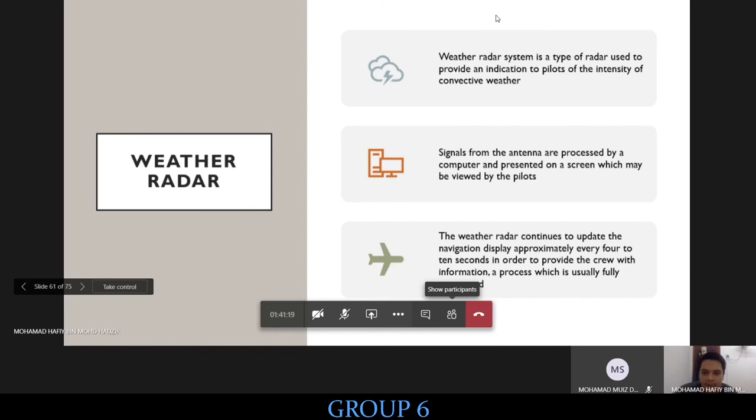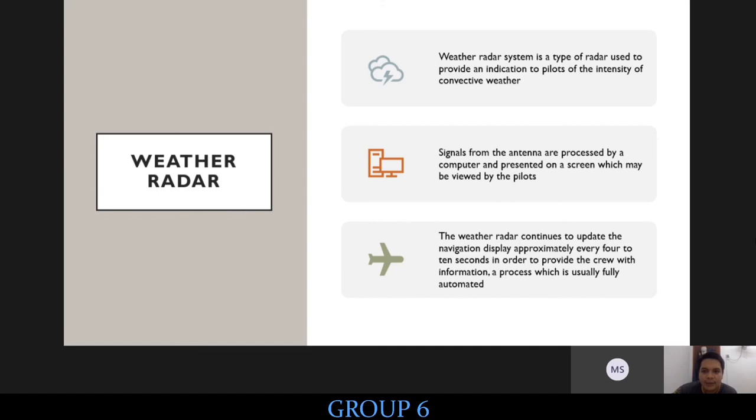A weather radar system is a type of radar used to provide an indication to the pilot of the intensity of convective weather. Signals from the antenna are processed by a computer and presented on a screen, which may be viewed by the pilot. This antenna is basically located at the nose of the aircraft. The weather radar continues to update the navigation display approximately every 4 to 10 seconds to provide the crew with information, and the process is usually fully automatic.